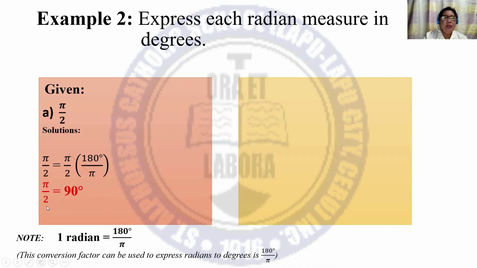So, pi over 2 is just simply equivalent to 90 degrees. Next, given pi over 4. By the way, if you are given the radian measure, there is no need for you to write the word radian for the unit. It is understood that pi over 4 is already in radian measure.